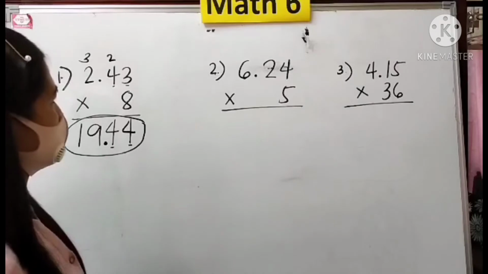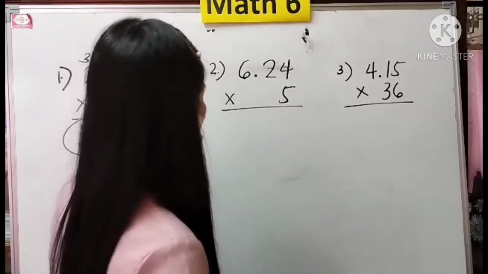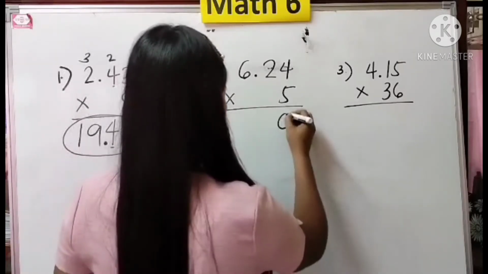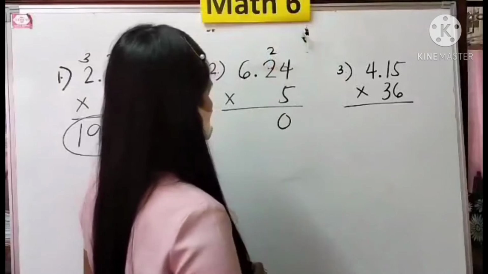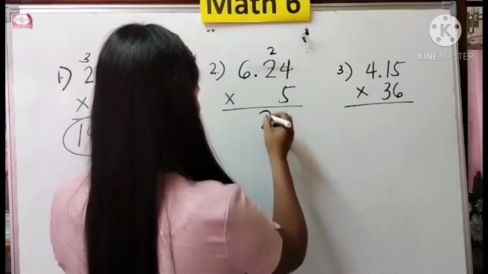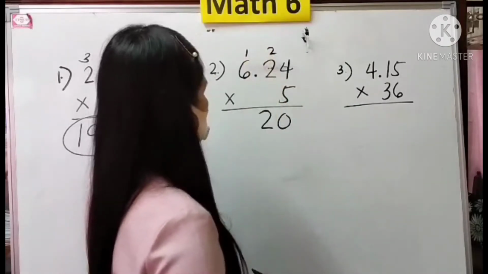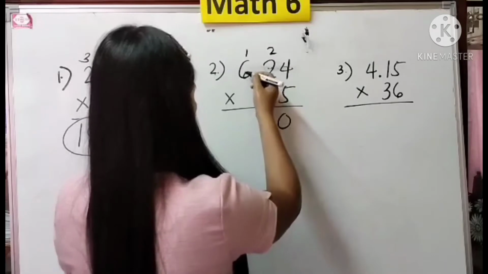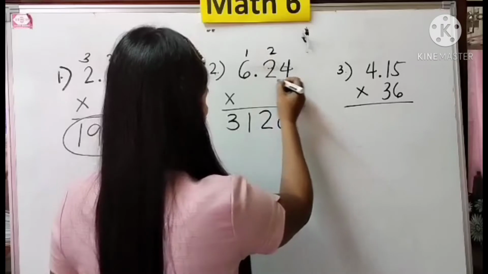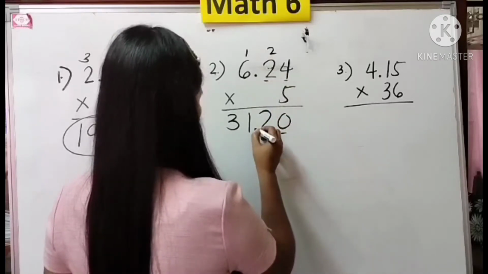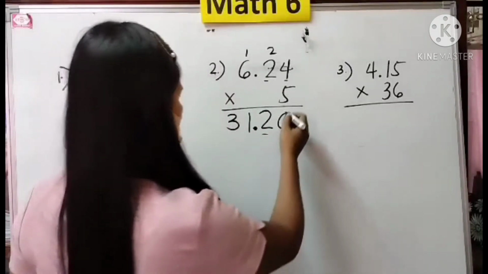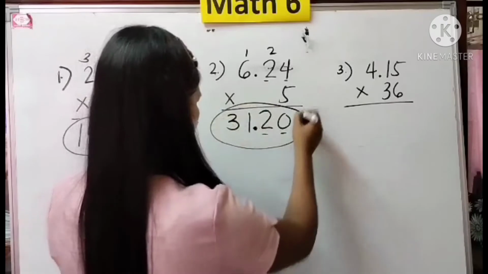Okay, so let's do the next one. So we will multiply 5 times 4 is 20, so 0, carry 2. Then 5 times 2 is 10, plus 2 is 12. So 2 carry 1. Then 5 times 6 is 30, plus 1 is 31. So count the number of decimal places, 1, 2. Okay, this will be your answer. So 31 and 2/10. That will be the final answer.